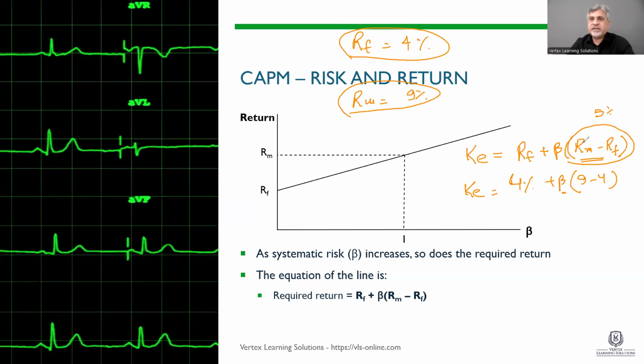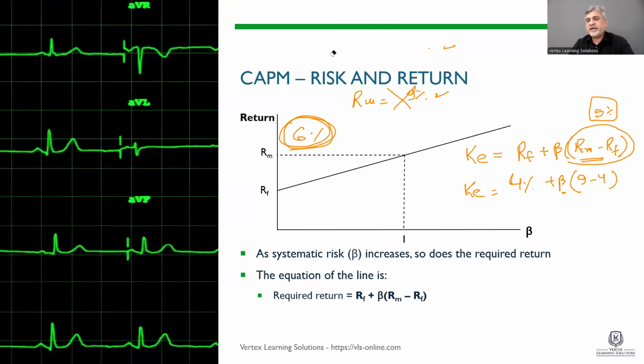So sometimes in exam questions, they tell you that RM is 9% and RF is 4% or whatever. And sometimes they don't tell you these numbers. They tell you that equity risk premium is 6%. So when they say equity risk premium is 6%, you understand that the difference between RM and RF is 6%. For example, in this question, equity risk premium is 5%. So it is possible they don't give me RF and they don't give me RM. They just tell me that equity risk premium is 5%.